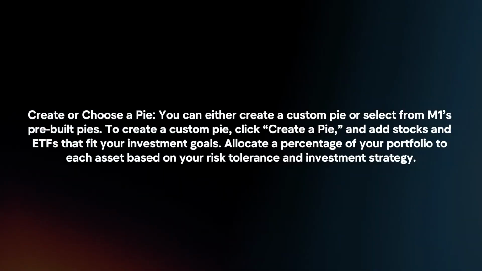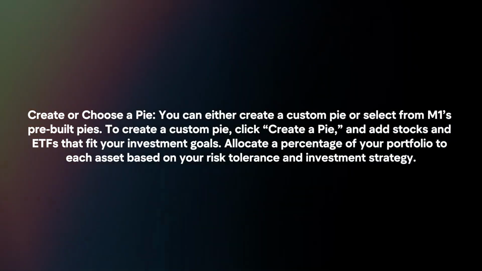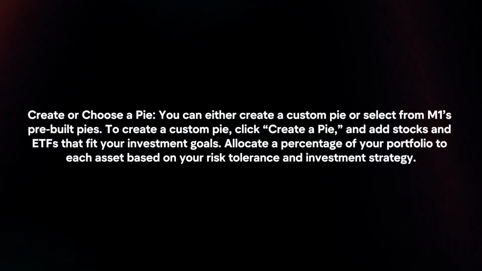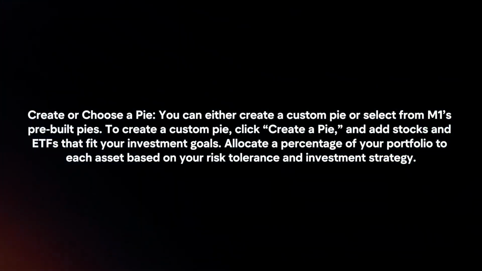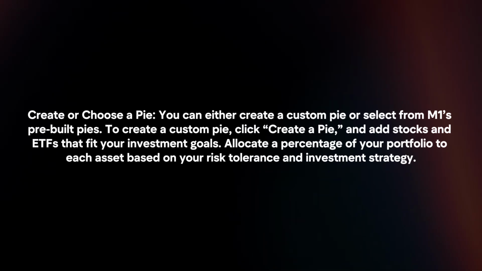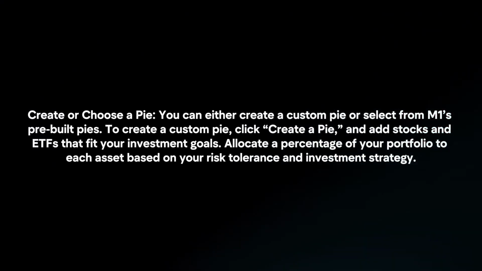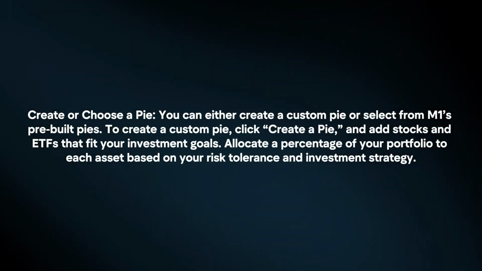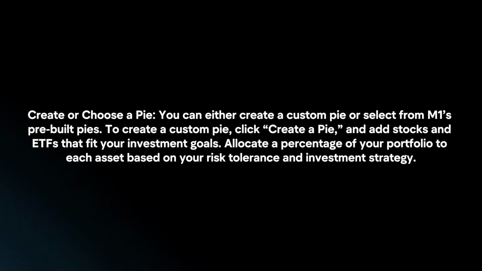Create or choose a pie. You can either create a custom pie or select from M1's pre-built pies. To create a custom pie, click Create Pie and add stocks and ETFs that fit your investment goals. Allocate a percentage of your portfolio to each asset based on your risk tolerance and investment strategy.